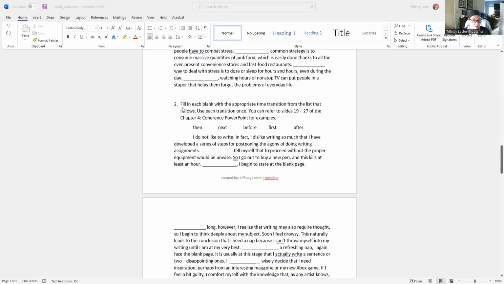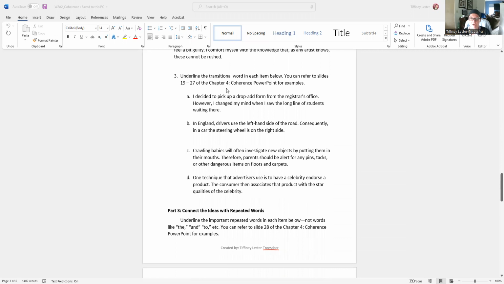Same thing for paragraph 2 here, except it's 5 blanks. All right, again, just figuring out where do these transitions make the most sense? Where should they go in this paragraph? Right, and then 3 here in part 2, I just want you to underline the transition word in each set. So here in passage A, underline the transition word that's being used or highlight it, mark it in some way. B, what's the transition word? Mark it. Same for C and D.